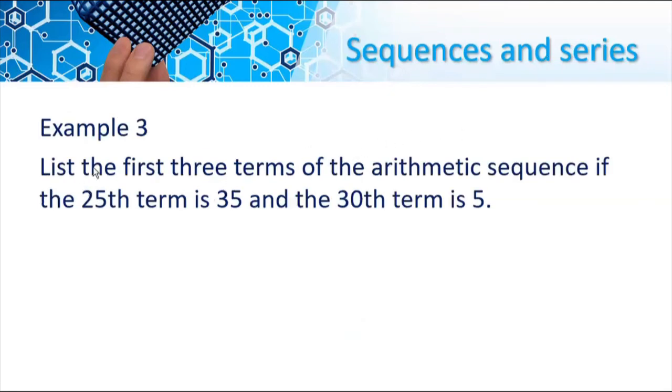Okay, sa example 3, list the first 3 terms of the arithmetic sequence if the 25th term is 35 and the 30th term is 5. Medyo malayo na yung pagitan, di ba? Ang hinihingi lang, tingnan natin yung scenario muna.